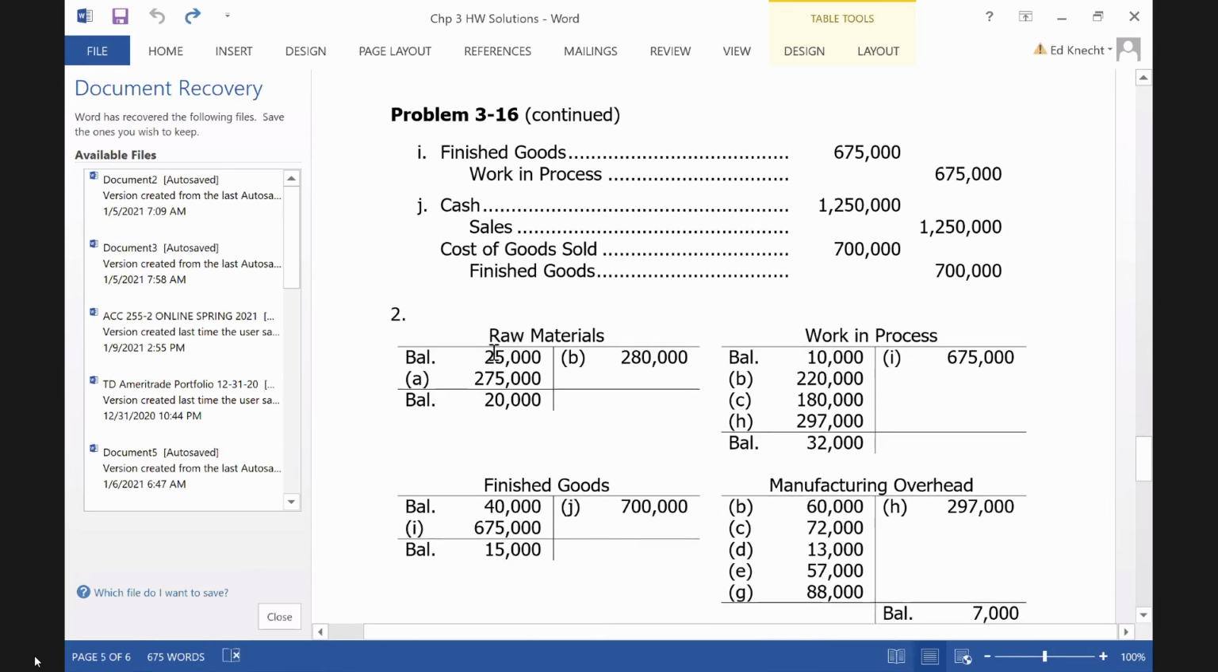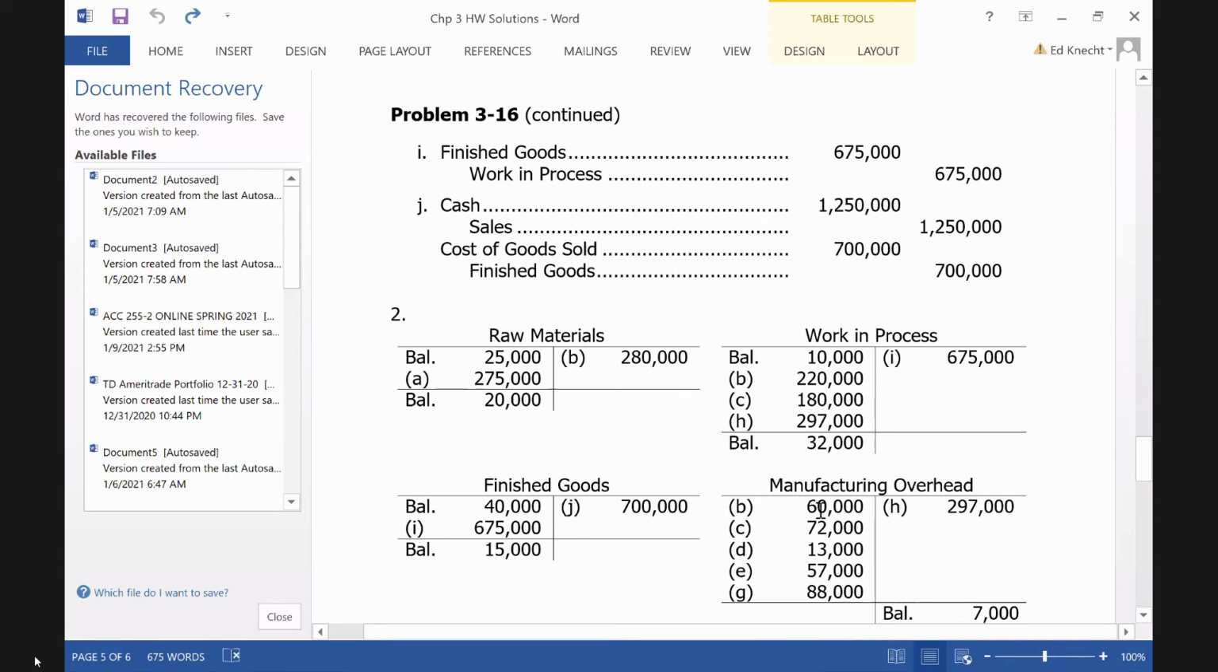Then they asked us to show the accounts for raw materials, work in process, and finished goods. And they gave us the beginning balances. So you put that into the T account. And then you put in the transactions. Raw materials, we acquired some in transaction A. In B, you put it into production, right? The $280,000 was split between direct and indirect. Direct went to work in process. So of the $280,000, $220,000 were direct materials. The difference, that $60,000, went to manufacturing overhead.